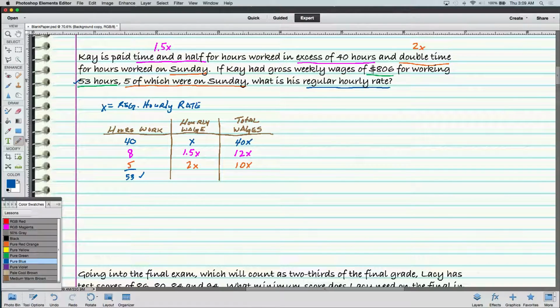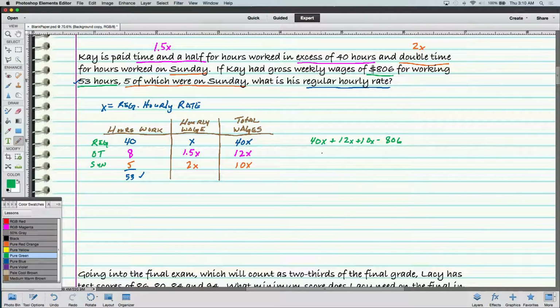Now we have to set up some type of equation. Well, our total wages is going to be $806. So we'll have our regular hours, plus our overtime hours, which is 12x, and then our Sunday hours, which is 10x. And that's going to equal $806.